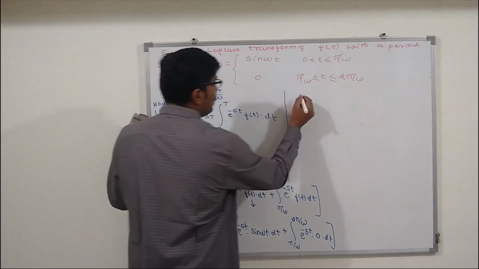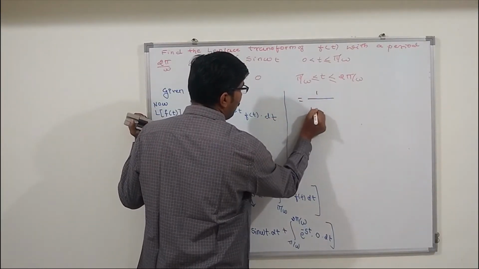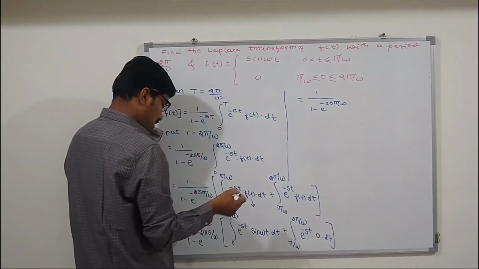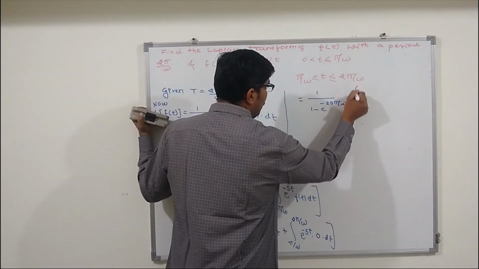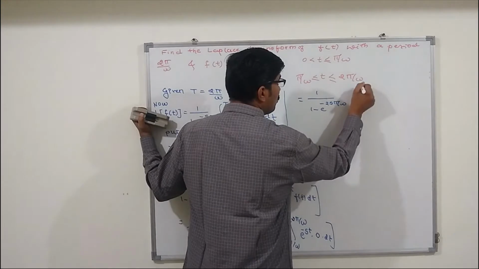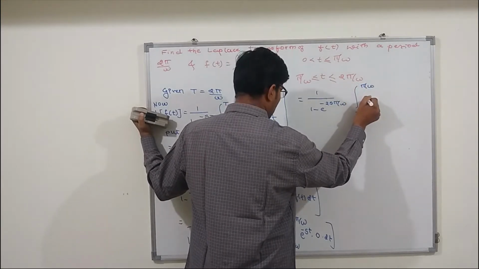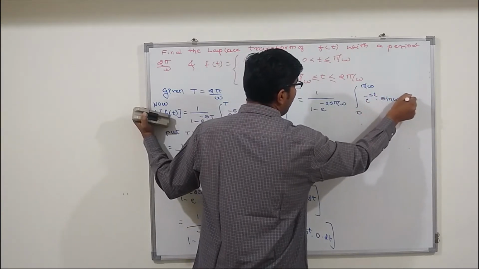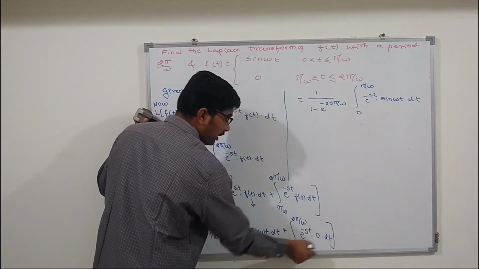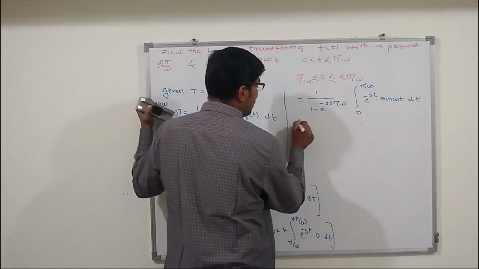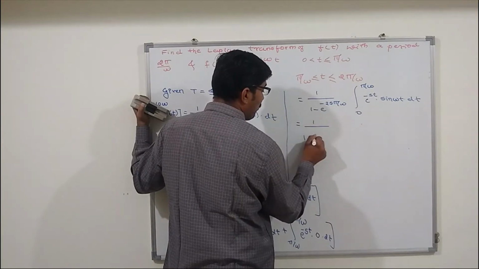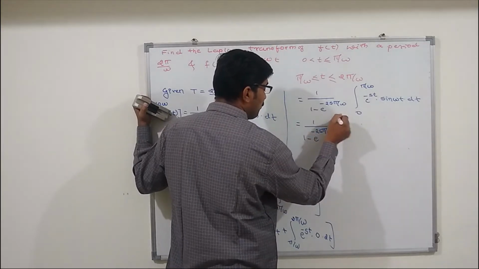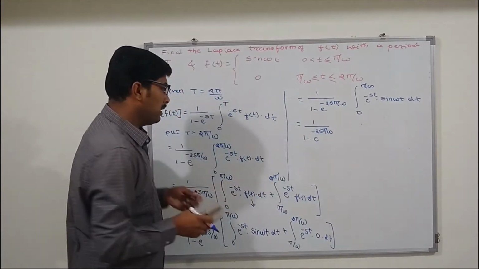Now if you simplify this, you will get 1 divided by 1 minus e raised to minus 2 pi s by omega, integration 0 to pi by omega e raised to minus st into sin omega t into dt, because the second part you will get 0. Now you have to simplify this by using a formula.